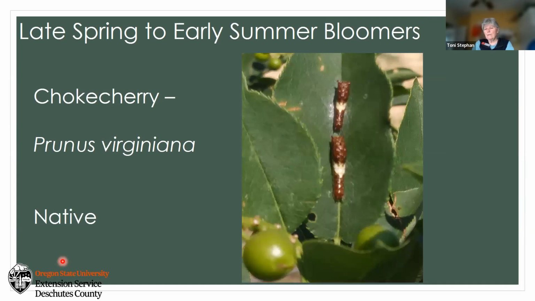This is the larvae of the Western tiger swallowtail on the leaves of chokecherry, our native green leaf chokecherry. This will pupate and turn into the Western tiger swallowtail.